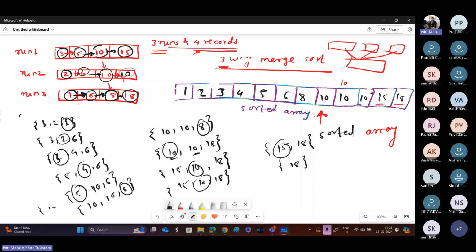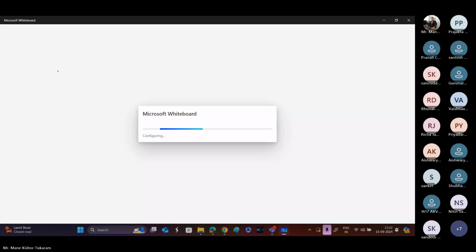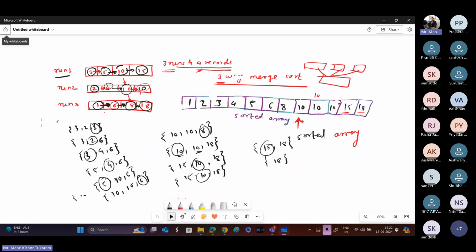Okay, now why is this happening? Because of what we call a run. What does run mean? Just wait. Okay, so is my screen visible to you now? Yes, sir. Okay, so run means what? Run is nothing but a sorted block.